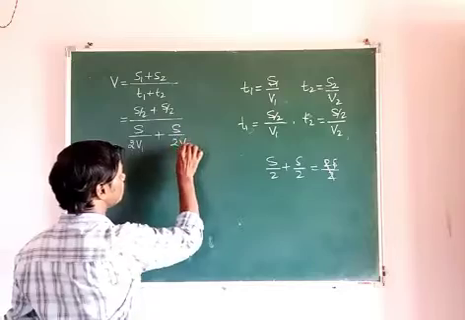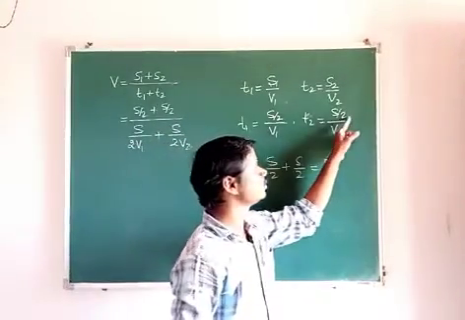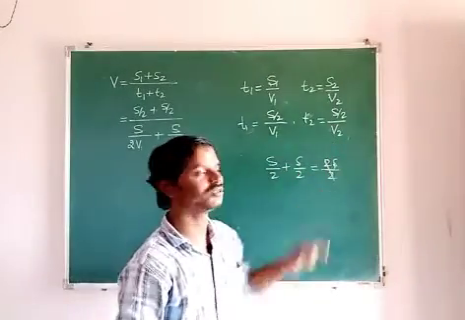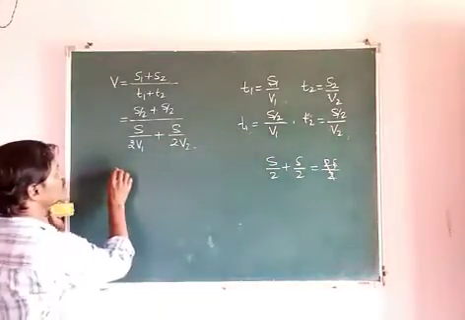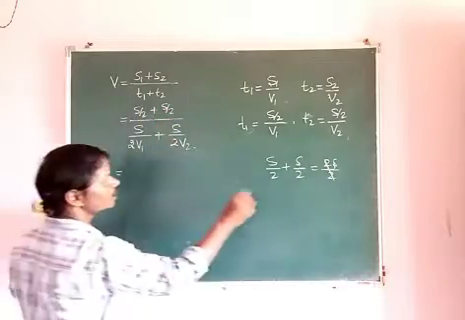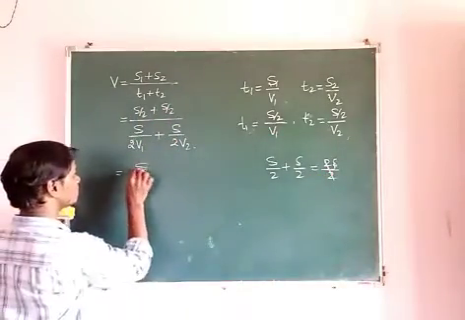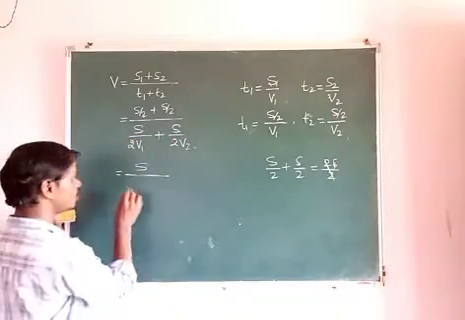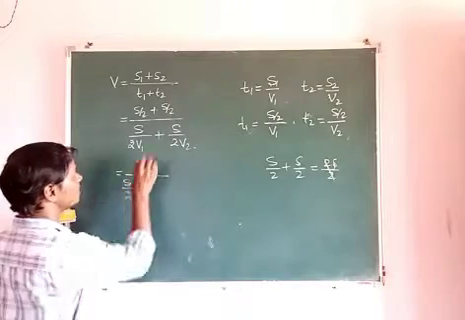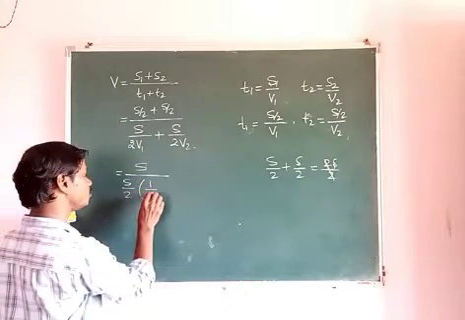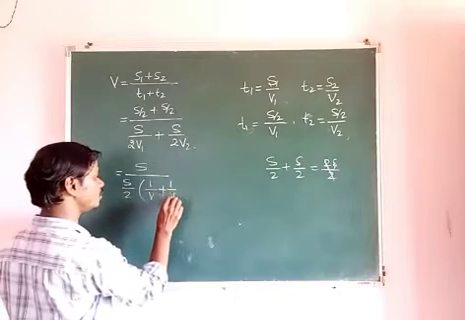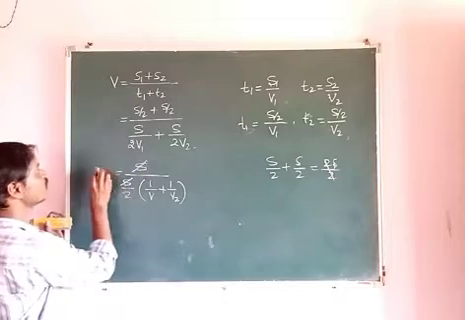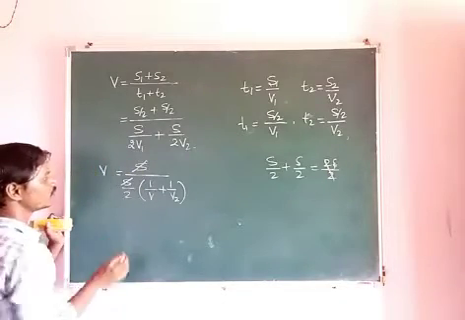There is simple mathematics. Again here, what is S by 2 plus S by 2? That is S, divided by... then what is common in both here? S by 2 is common. I will take S by 2 as common. Here 1 by V1 plus 1 by V2. Then what gets cancelled here? S and S get cancelled.